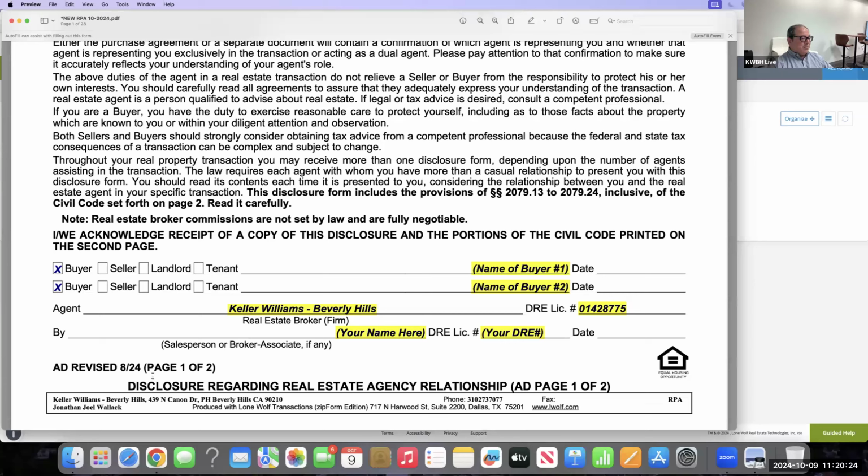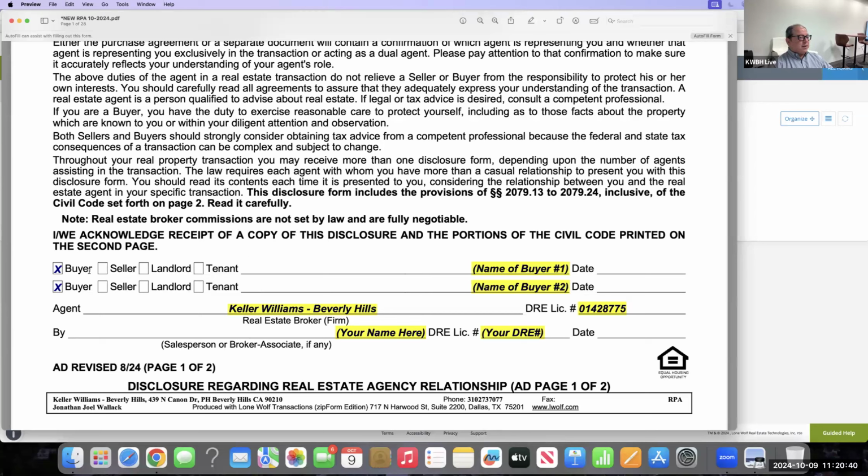You can see here at the bottom, on every form in CAR, it says when it was last revised. If you look here, it says August of 2024. So this is a brand new agency form, and they added that commission dialogue right there.